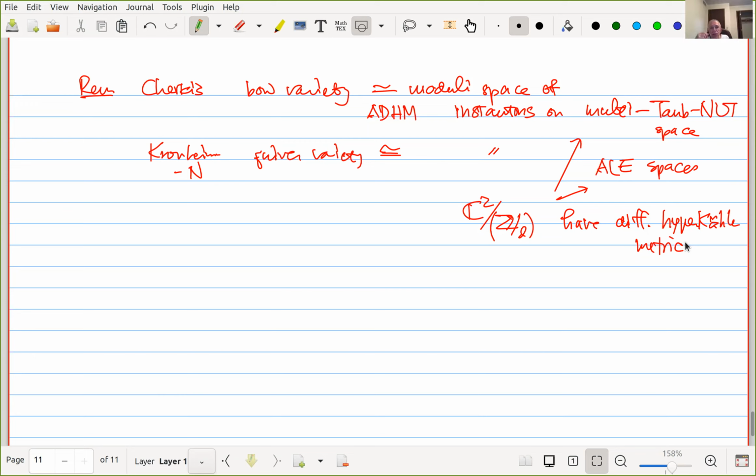And so these actions generalize all the results about the action on the cohomology of usual moduli spaces of instantons.